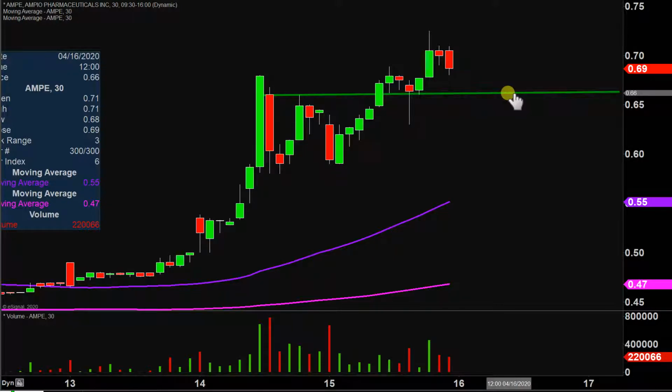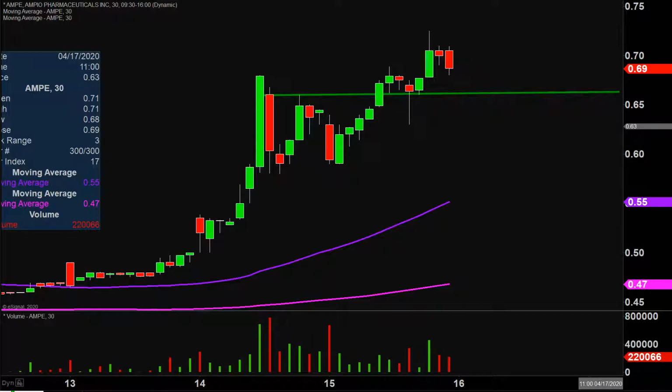But with that being said, don't get me wrong. It's not like if the price falls below that level, that implies the entire chart's destroyed or anything like that. But yeah, if the price could manage to stay above that level, that would definitely be a massive sign of power going forward.